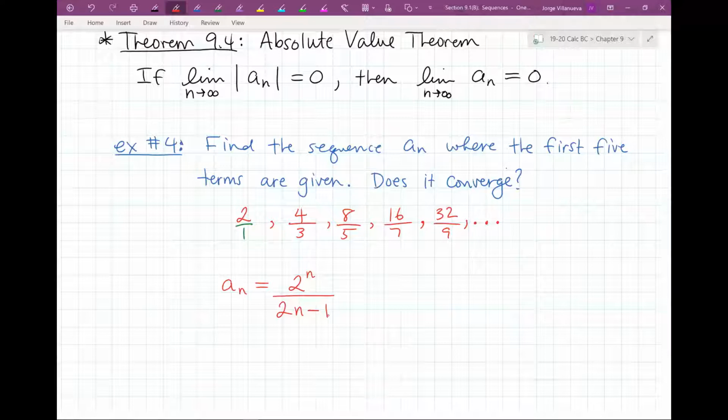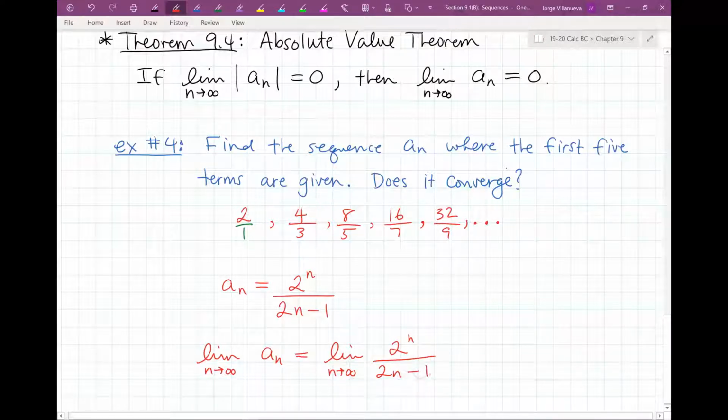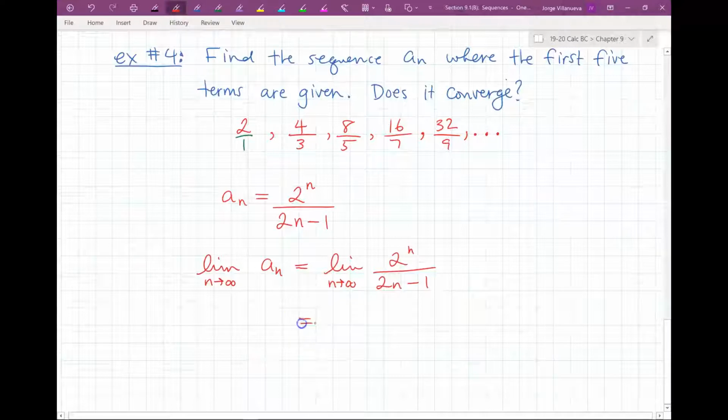So to check convergence, we're going to take a limit. So the limit as n approaches infinity of A sub n is equal to the limit as n approaches infinity of 2 to the n over 2n minus 1. What does that go to? Because notice 2 to the n grows faster than 2n, right? So if you're going towards infinity, where does this go? Not 0, because the top is growing faster. Yeah, that goes to infinity.